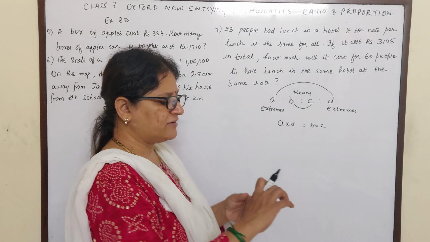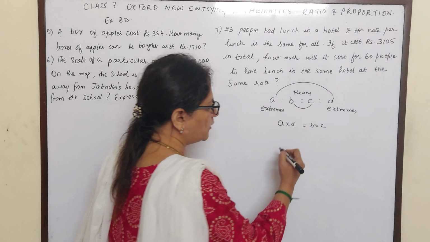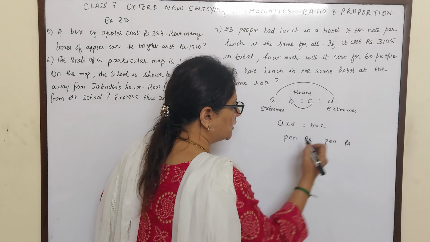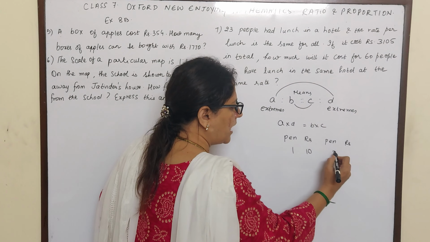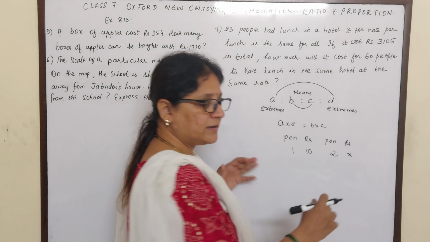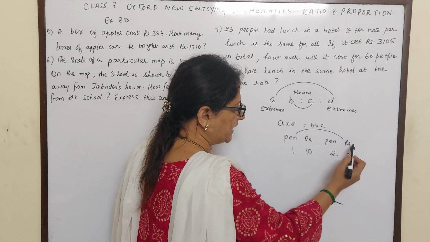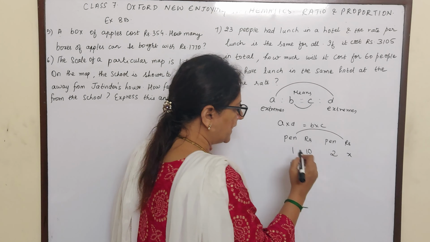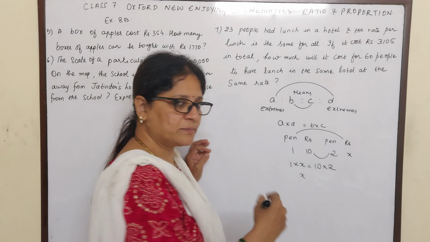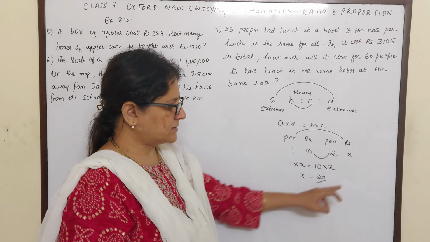For example, if I ask you one pen is 10 rupees, then how much are 2 pens? The order you should write is pen, rupees, pen, rupees, right? Now you know the answer, 20, right? But how we get this using this method, I'll teach you. Product of extremes is A into D, 1 into X, and product of means is 10 into 2. 1 into X is X, since any number multiplied by 1 is the number itself. 10 twos are 20. See, you got the answer, 20 rupees.